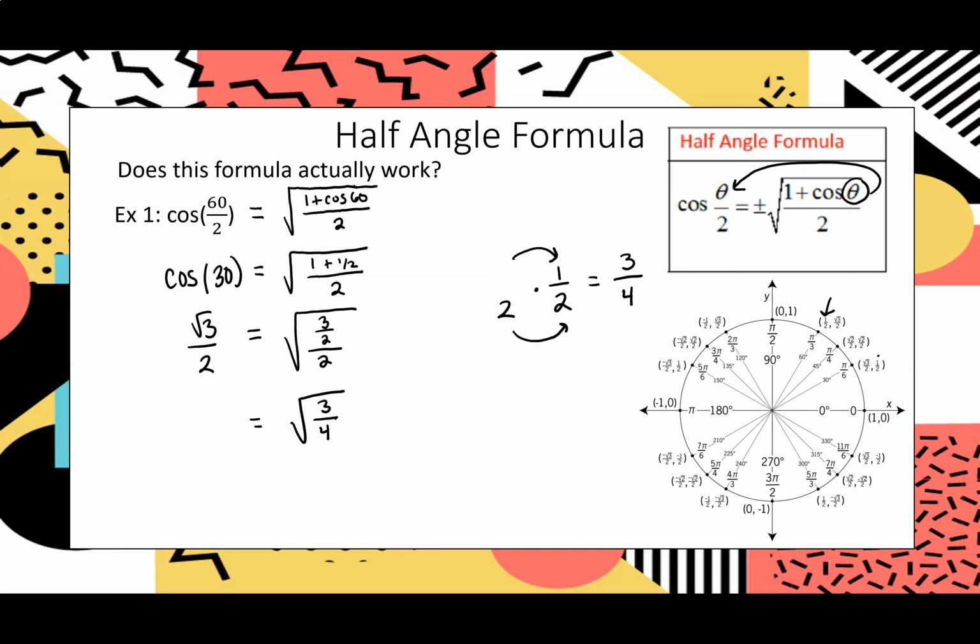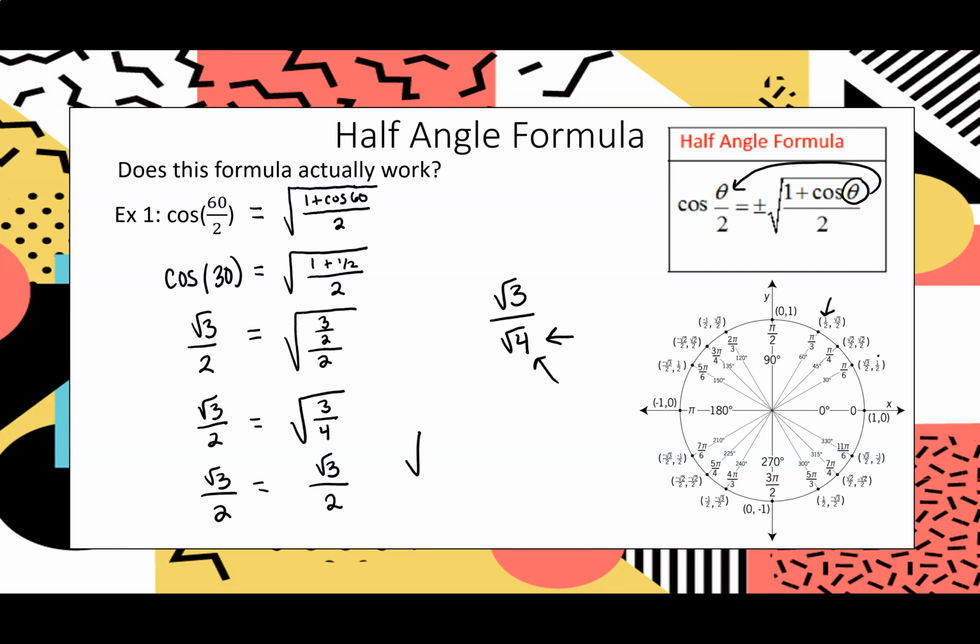Well, the square root of 3 over 4, we can just break up those square roots, so we're left with the square root of 3 over the square root of 4. And what is the square root of 4? Well, that's simply 2. So I can go ahead and rewrite this as the square root of 3 on top, and the square root of 4 becomes 2. I'm just going to rewrite this going straight down. And is it true that square root of 3 over 2 is equal to square root of 3 over 2? Yes, it is.